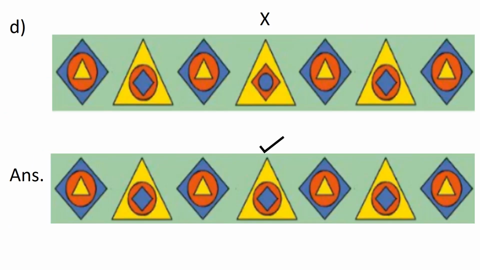D. I have marked the figure which breaks the pattern by putting a black cross above it, and the right design is shown below in the answer column. In this figure, the yellow triangle should be followed with a circle first, then a diamond inside the circle.